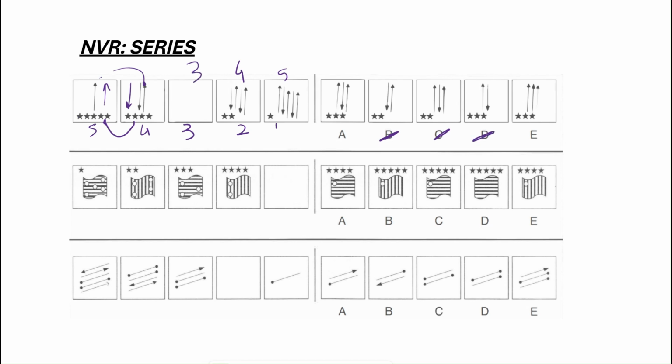Between A and E, look at them. So if one is pointing down, the other one is pointing up and pointing down. So in E option, all of them are pointing up. My answer is going to be A.